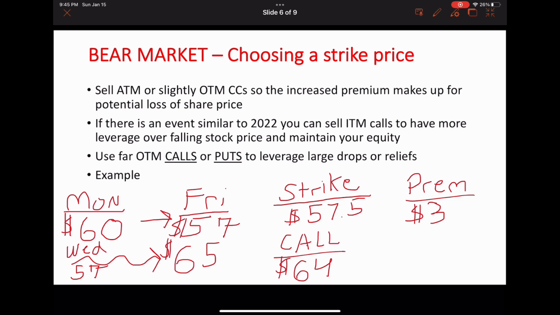So I would sell a call if I had a $57 strike. I would sell a call for $64. That way, I'm only using a small portion of my premium because those far out of the money calls cost less. So I would use a small portion of my premium to leverage my account while also still receiving a significant amount of premium for my passive income.